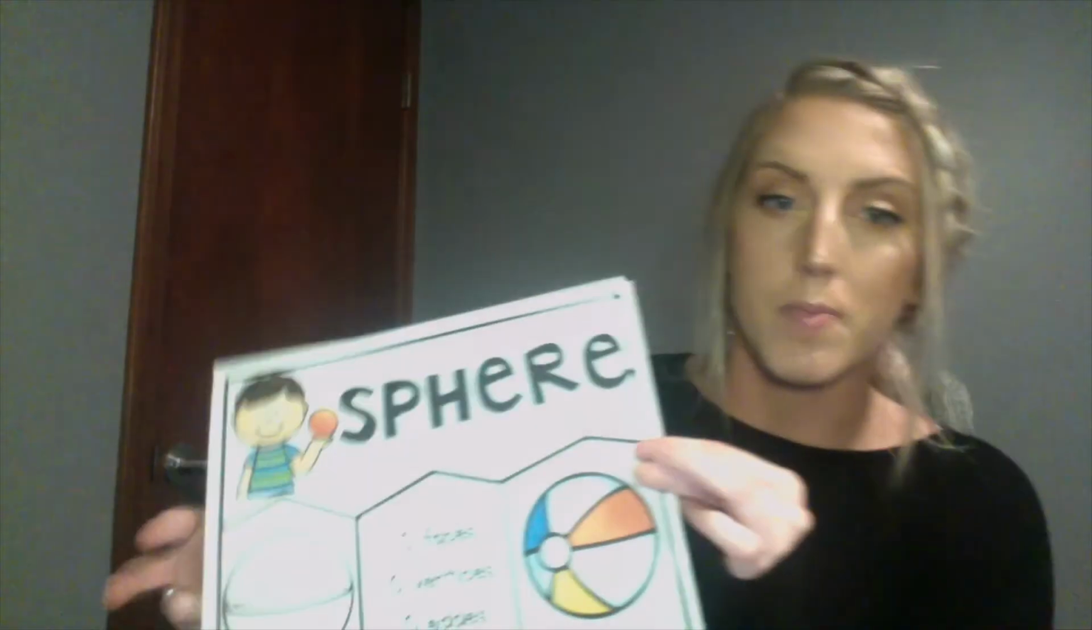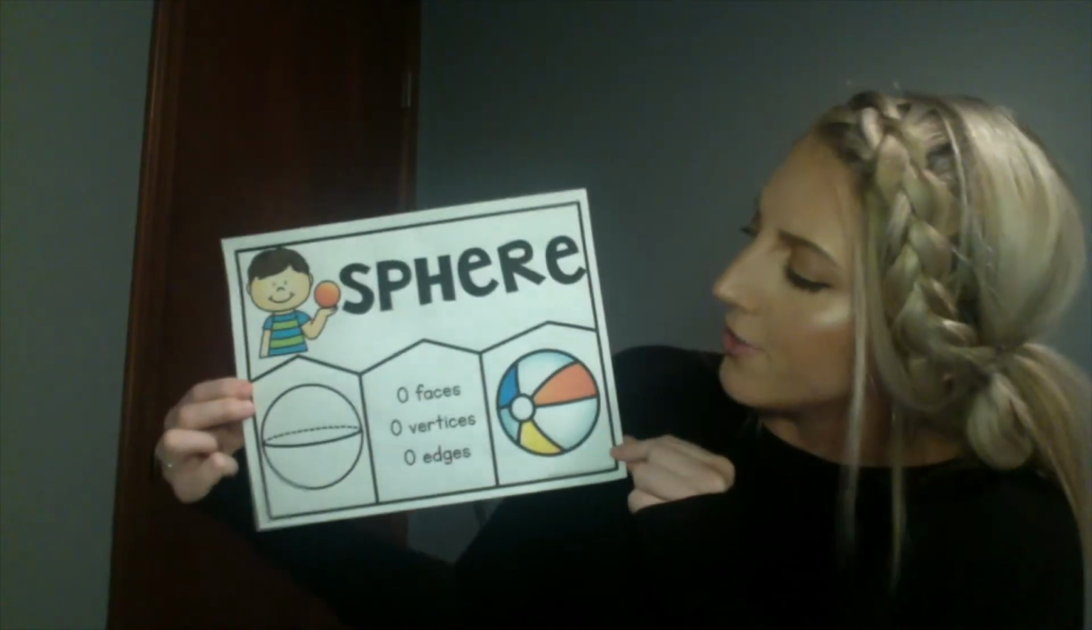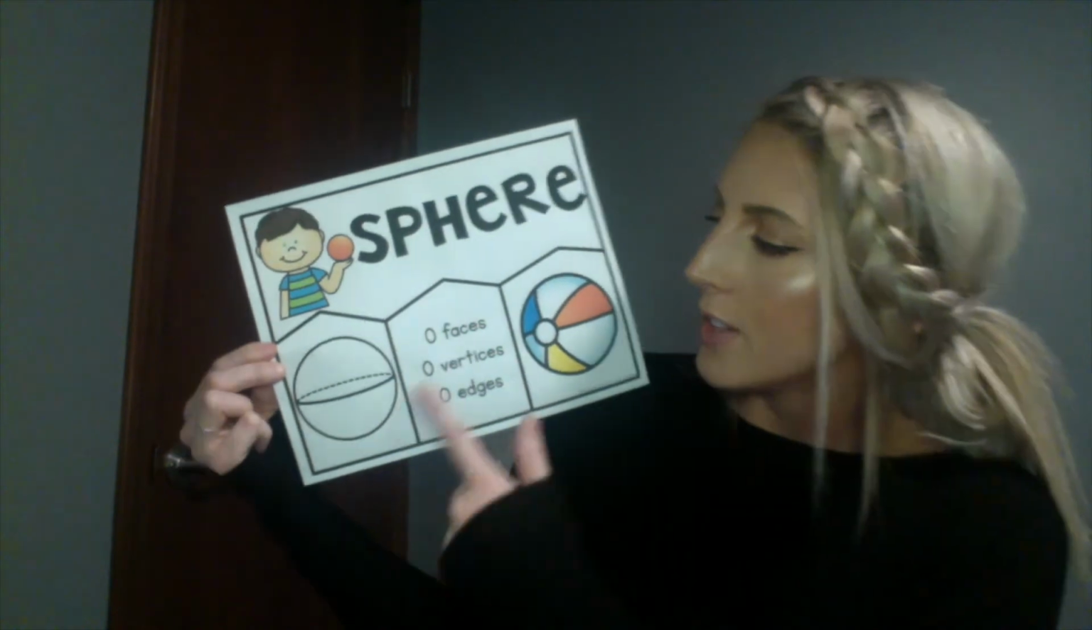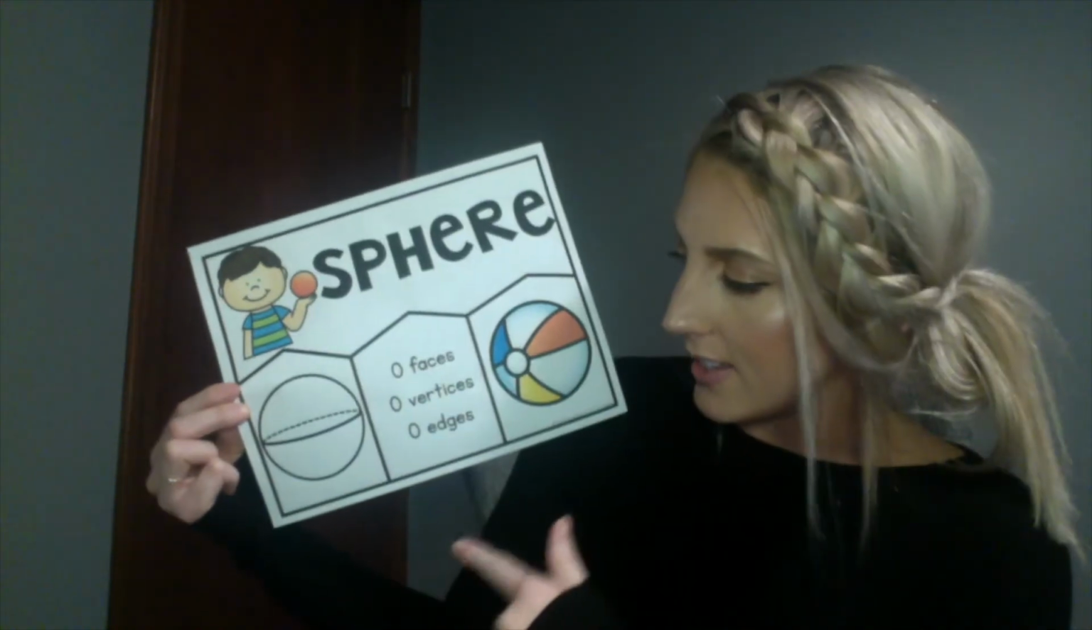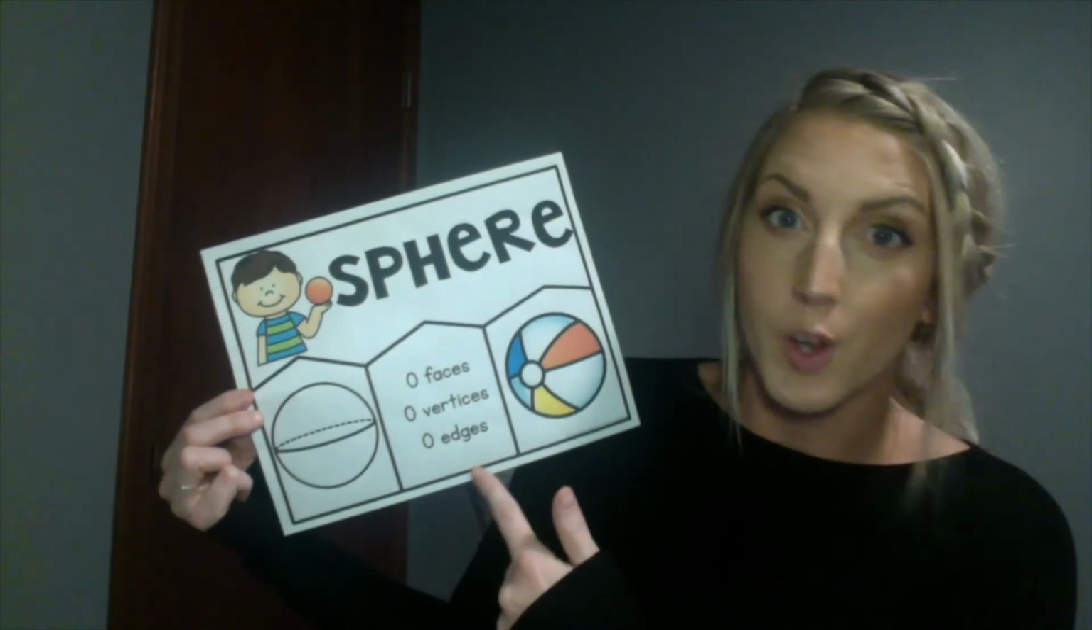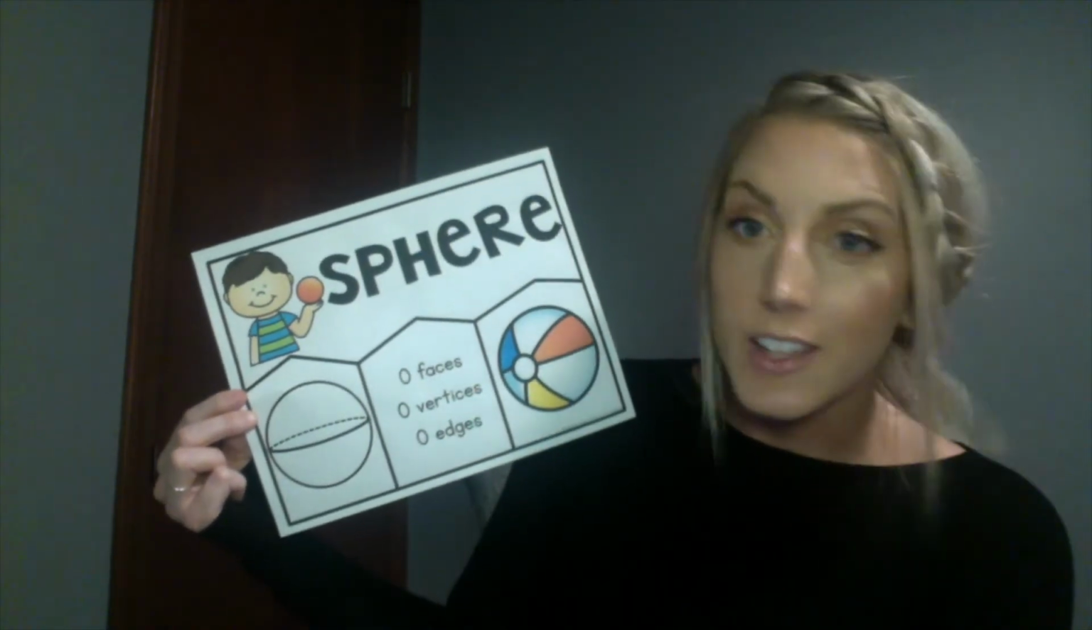The next shape is a sphere. So their example is a beach ball, is a sphere. So a sphere has 0 faces, so that means it has no flat sides, 0 vertices, no corners, and 0 edges.